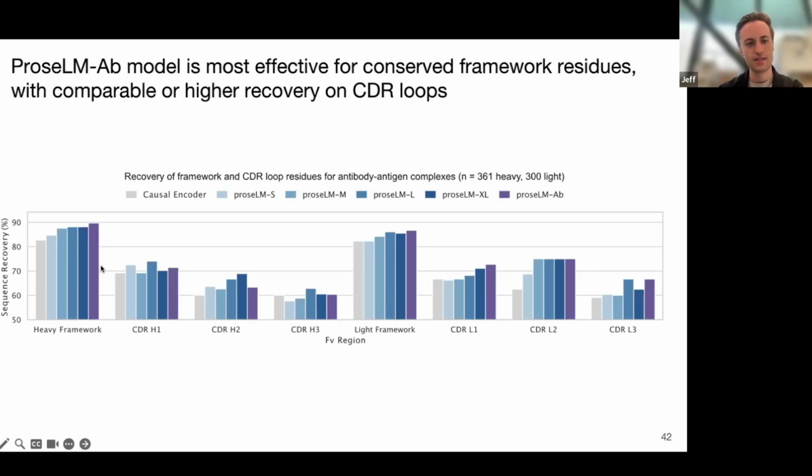We see the biggest improvements from the antibody-specific model, which is the purple bar for the framework. So these are the conserved regions. We're likely seeing the most improvements here because this model has been exposed to many hundreds of millions of natural antibodies. So it's really picked up the patterns in these framework regions, whereas a model trained across all proteins might see fewer examples of antibodies proportionately. And then for CDR loops, the proseLM AB model tends to be close to the best performing in terms of sequence recovery, though these numbers are a bit noisy because the loops are quite short in some cases.